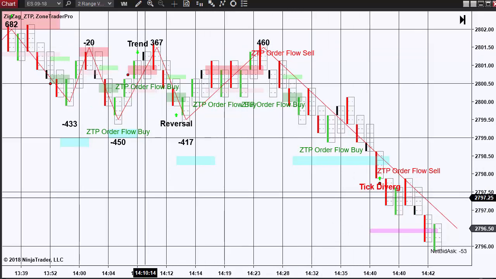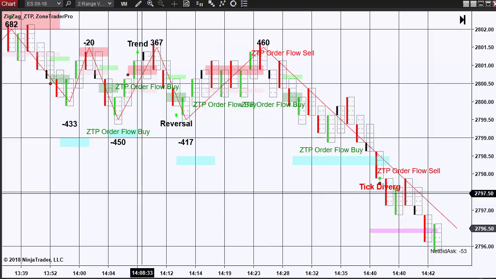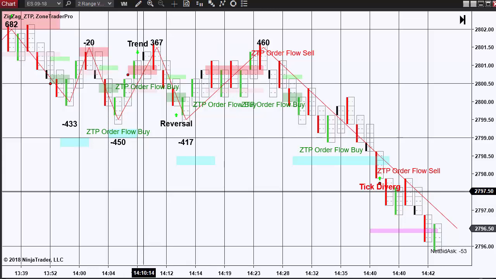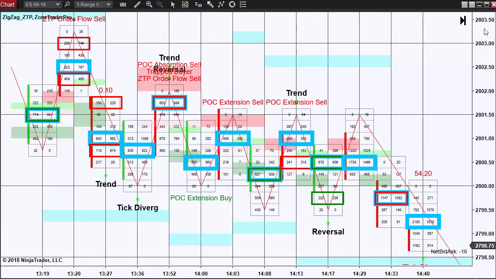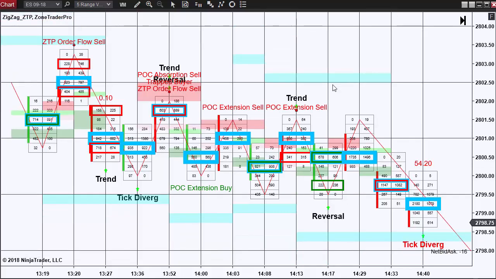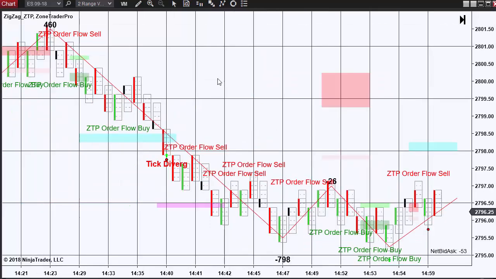In the older versions of NinjaTrader, I described this as something that we wanted to stay away from because it was difficult to gauge whether the pattern was going to take us higher or take us lower. In this case, from the 2 range chart, I don't see any clear entry into this trade, but I do see a clear entry in the 5 range chart with this ZoneTraderPro trend trade that is also a POC extension sell pattern.